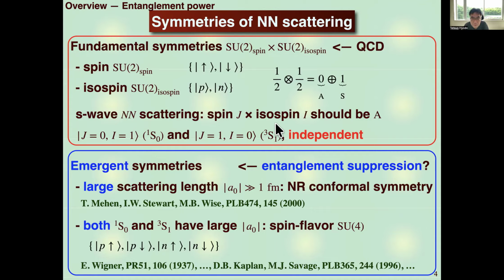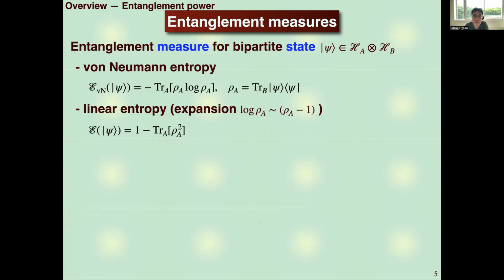So anyway, of course, this is an approximate symmetry, but in nature we see that some enhanced or enlarged symmetry appears in the two nucleon sector, and we do not know the reason why this symmetry emerges from the dynamics of the strong interaction. And the entanglement suppression idea is one of the possible explanations of this emergent symmetry, and that I'm going to discuss in the former half of this talk.